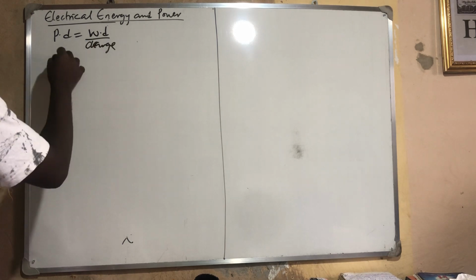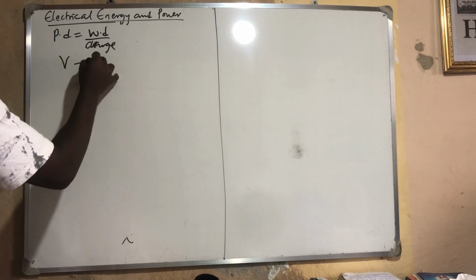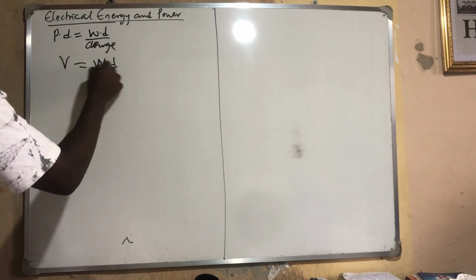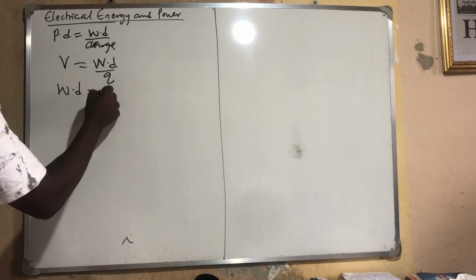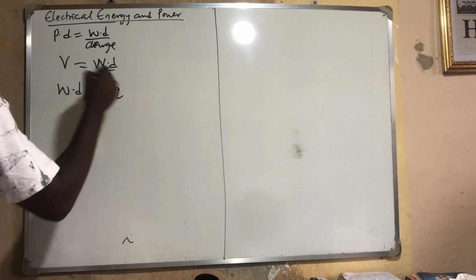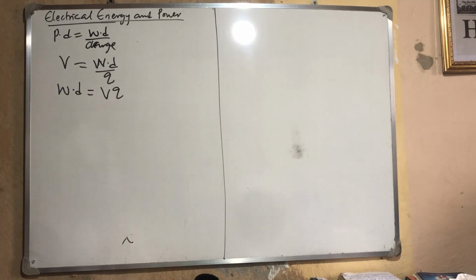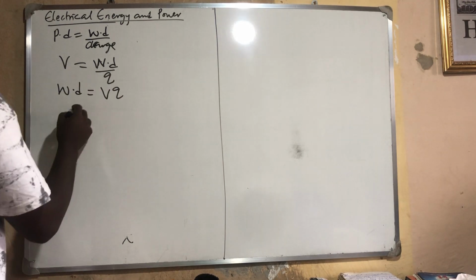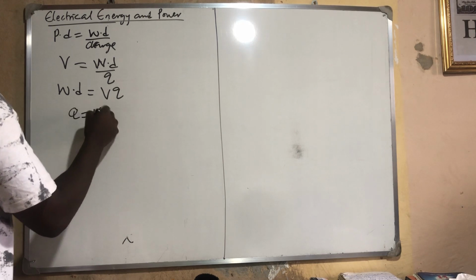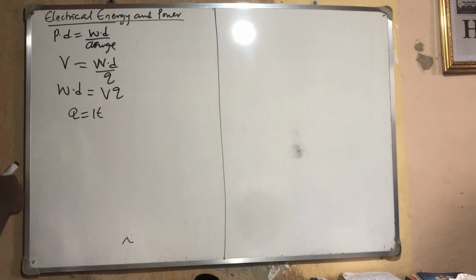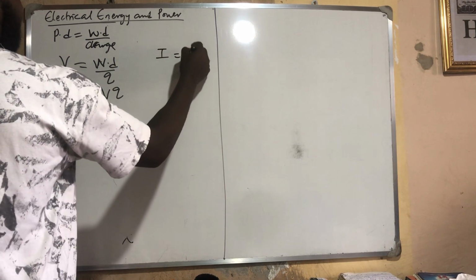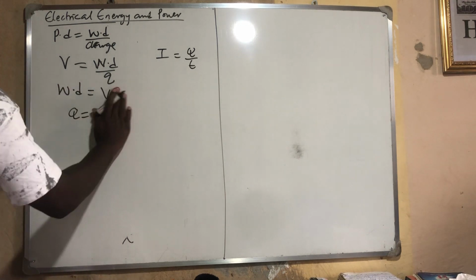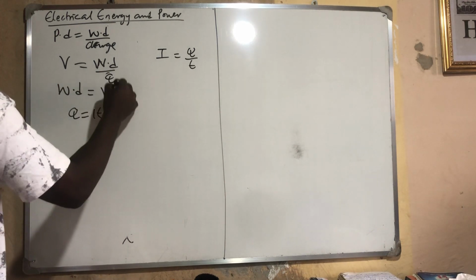Potential difference V is equal to work done over charge. So if I make work done the subject, I'm going to have VQ. But don't forget the formula that charge Q is equal to IT, the product of current and time, because current itself is charge over time. Let me use capital letter Q.